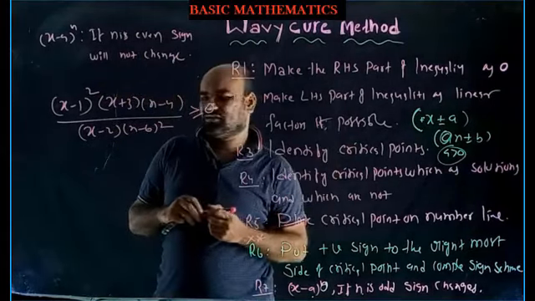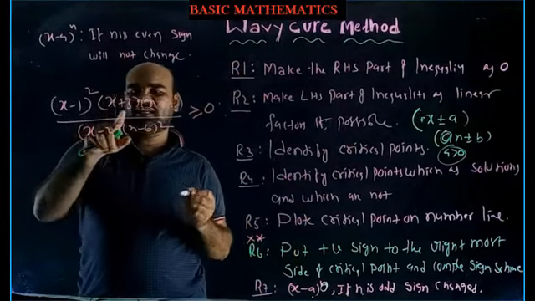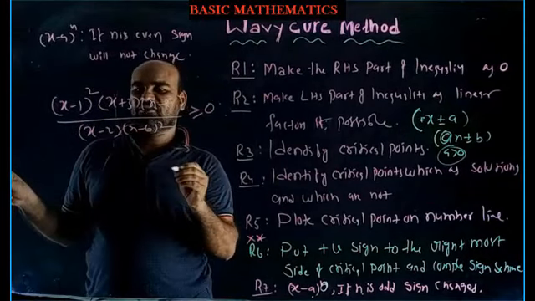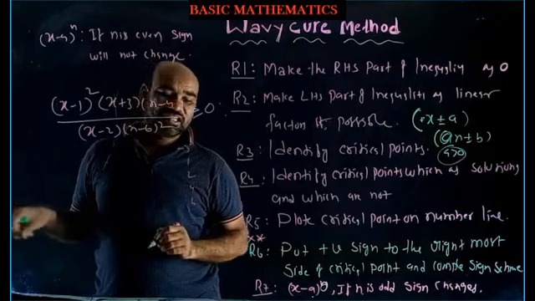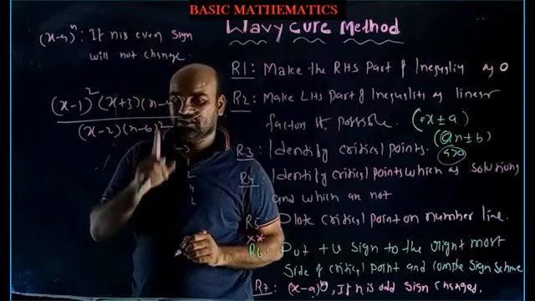Identify the critical points. Okay, now I am identifying the critical points here. Minus 3 is 1 critical point, 1 is 1 critical point, 2 is a critical point, 4 is a critical point, 6 is a critical point. There are 5 critical points. Interesting problem.